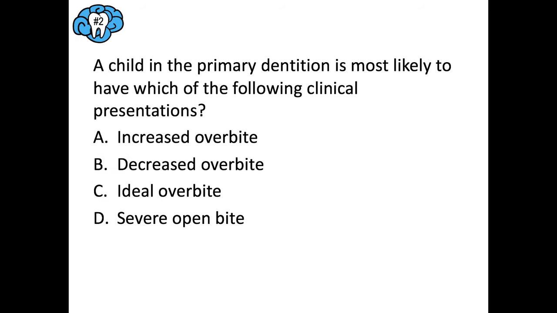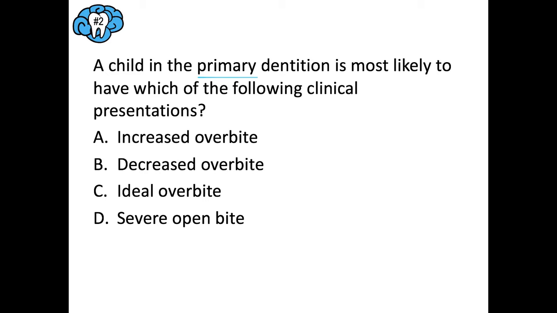All right, question number 2. A child in the primary dentition is most likely to have which of the following clinical presentations? Go ahead, pause the video, and then we'll go over this together. So most young children, especially before the age of 3, present with minimal overbite or slight open bite in the primary dentition. The key here is primary dentition.